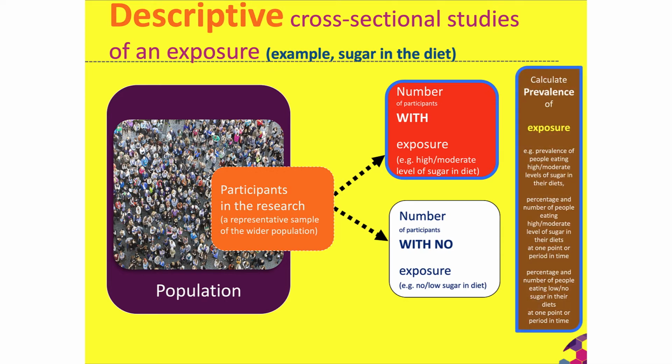And we would calculate the prevalence of the exposure, the prevalence of people eating high to moderate levels of sugar in their diets. And another way to say that would be the percentage and number of people eating high to moderate levels of sugar in their diets at one point or period in time. And also, of course, the percentage and number of people eating low or no sugar in their diets at one point or period in time.